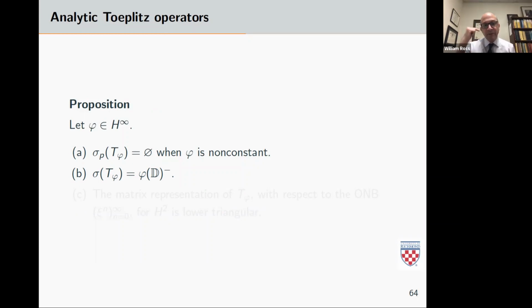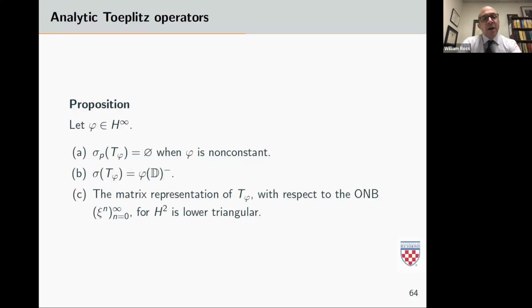So this is where you have to stop thinking about phi as just a symbol on the circle. I need to think about it as an analytic function on the disk. So I take its image and I take the closure, and that's the spectrum. All right, the matrix representation of T phi is going to be a lower triangular matrix. And if you think about it, what's on top are going to be the a minus n coefficients, right? And those are all 0.